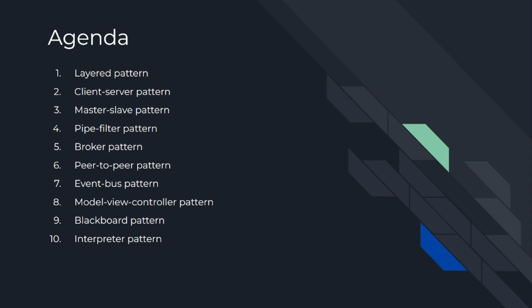So today's agenda is number 1, layered pattern; number 2, client server pattern; number 3, master slave pattern; number 4, pipe filter pattern; number 5, broker pattern; number 6, peer to peer pattern; number 7, event bus pattern; number 8, model view controller pattern; number 9, blackboard pattern; and number 10, interpreter pattern.